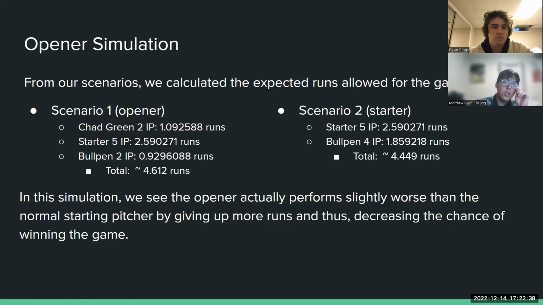From these scenarios, we were able to calculate the expected runs allowed. And here in both scenarios, you can see what each pitcher would be expected to give up runs-wise. In scenario 1 with the opener, the total runs would be 4.6 runs on average. And for scenario 2, we expect 4.4 runs to be allowed. So in this simulation that we set up, the opener performs slightly worse than the normal starting pitcher by giving up more runs and thus decreasing the chance of winning the game.